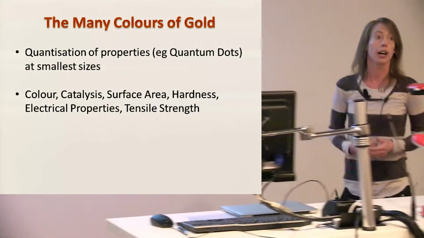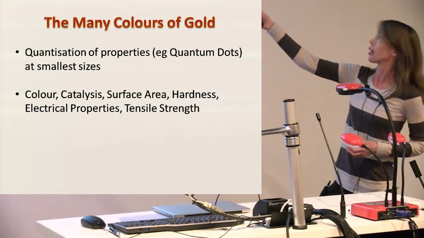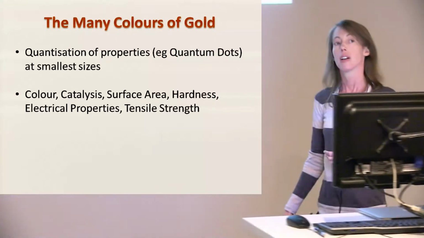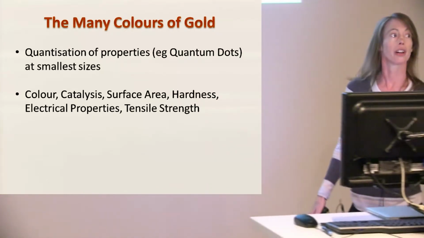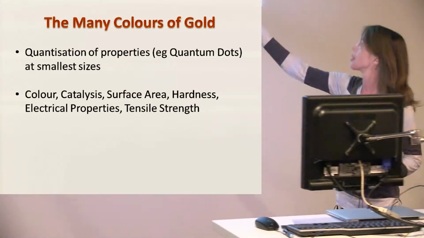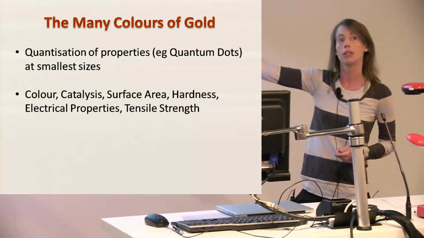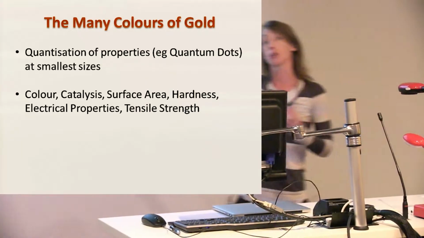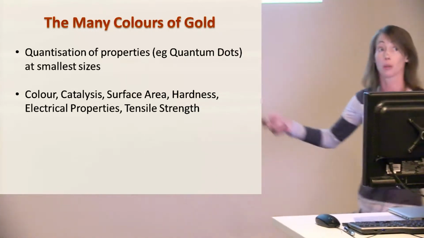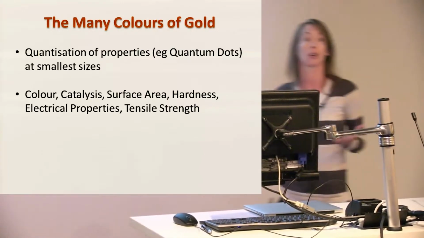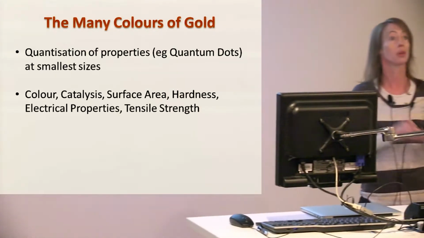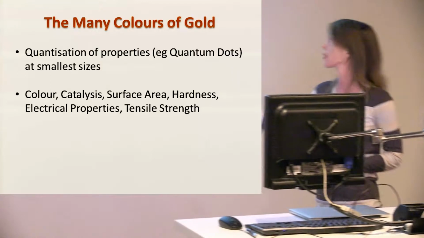At the very small sizes, you see quantization of some of those properties. And you might have heard of quantum dots. That's where that term comes from, quantization of some of the properties of that material. And the things that can change are the colour. Catalysis. Gold, if you make gold particles small enough, it actually acts as a catalyst. You need it very small, but it does catalyse things. Now we know gold coins, they don't react. They certainly aren't catalysts, but if you make gold small enough, it does become a catalyst.